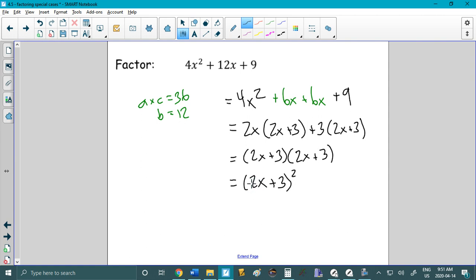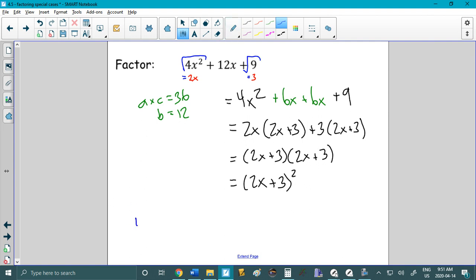So what I want you to look at the first term, 4x squared, and look at the first factored term, 2x. And then look at the last term, 9. And look at this last term, 3. What's the relationship between 2x and 4x squared and 9 and 3? And if you said that the square root of 4x squared is 2x and the square root of 9 is 3, then you'd be correct.